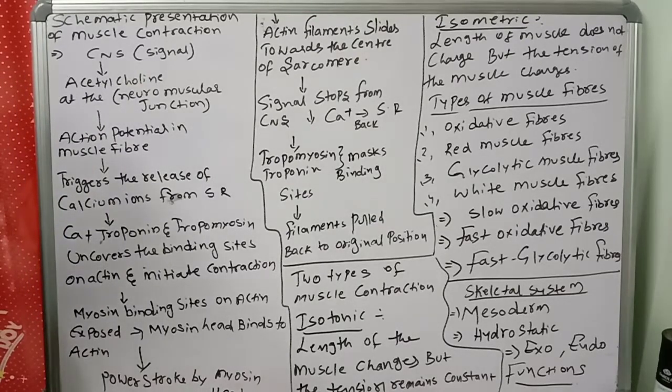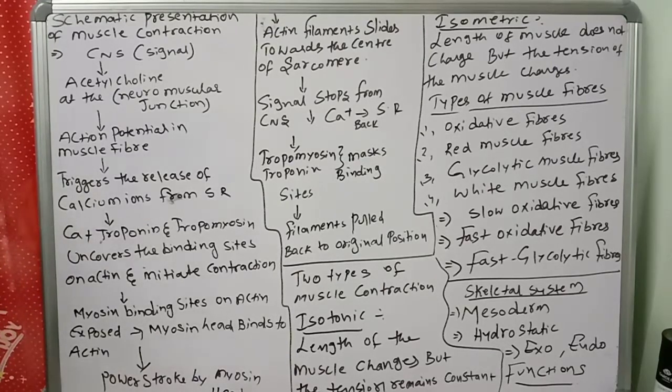The release of acetylcholine at the neuromuscular junction takes place. What is acetylcholine? A neurotransmitter. Because of that signal, acetylcholine is released from the neuromuscular junction. Next, because of this acetylcholine, what will be formed? An action potential in the muscle fiber will take place.